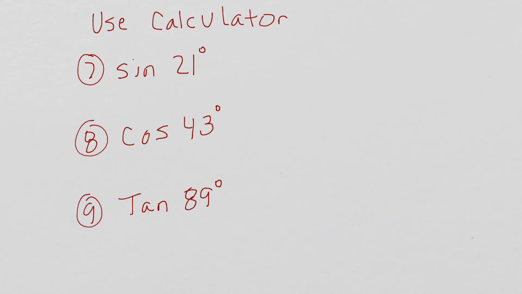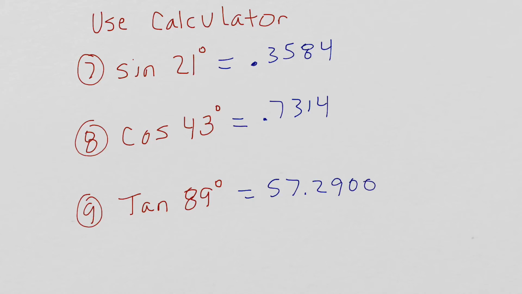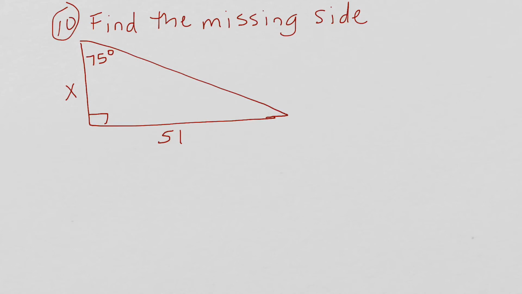Using the calculator, you're going to go ahead and just press your trig button, select sine, put 21 degrees in, and our decimal is going to be decimal 0.3584. Go to your calculator, select the trig button, select cosine, put your 43 degrees in, and the decimal is going to be 0.7314. Go to your calculator, press the trig button. You're going to select tan 89, and your decimal is going to be 57.2900.